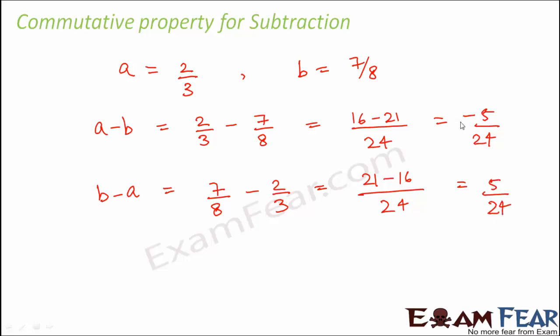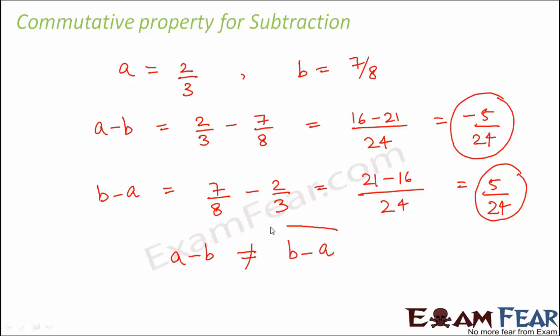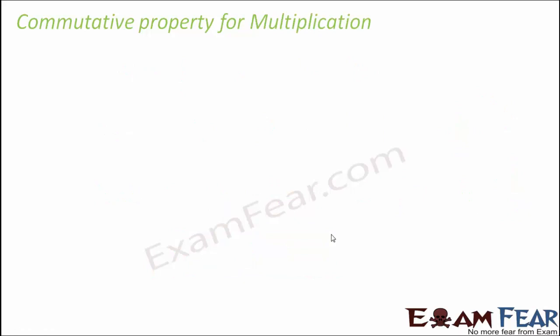Now you see a minus b is minus 5 by 24, whereas b minus a is plus 5 by 24. So they are different because plus 5 and minus 5 are two different integers. So these are different values. Therefore, we would say that a minus b is not equal to b minus a. So subtraction is not commutative for rational numbers. Let's now look at multiplication.